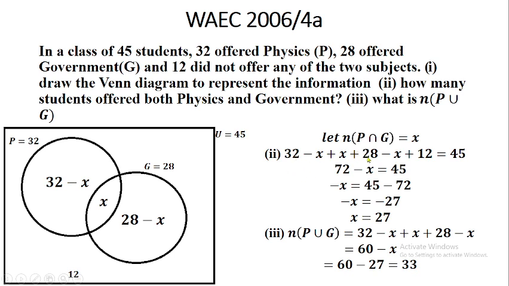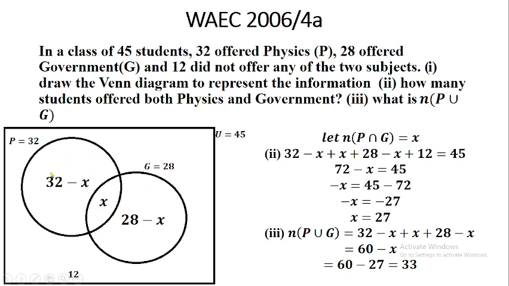32 plus 28 plus 12 will give us 72. Minus S plus S will give us 0. 0 minus L gives us minus L equals 45. Collect like terms, then you get your S to be 27. So that means 27 students offered both physics and government.